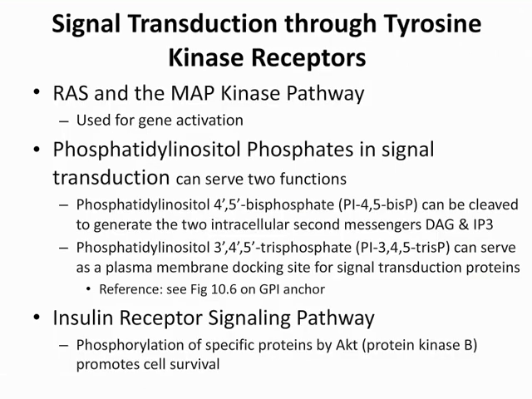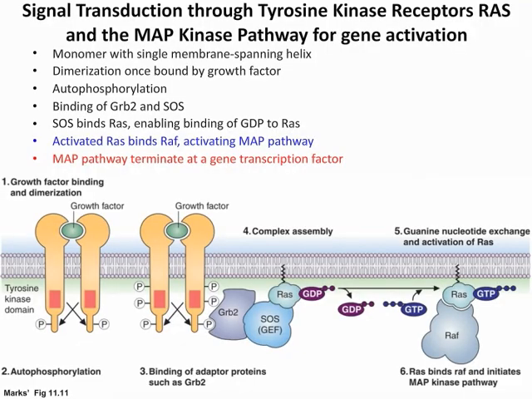So we're going to talk about signal transduction through tyrosine kinase receptors. We talked about them a little bit, but we're going to incorporate them into the RAS and MAP kinase pathway. We're also going to talk about phosphatidylinositide phosphates in signal transduction, and then insulin receptor signaling pathways. So this is an example of signal transduction through tyrosine kinase receptors, RAS, and the MAP kinase pathway.